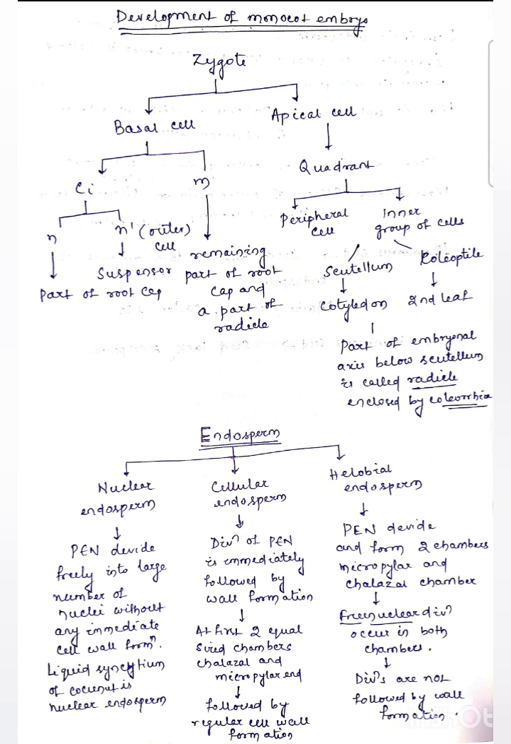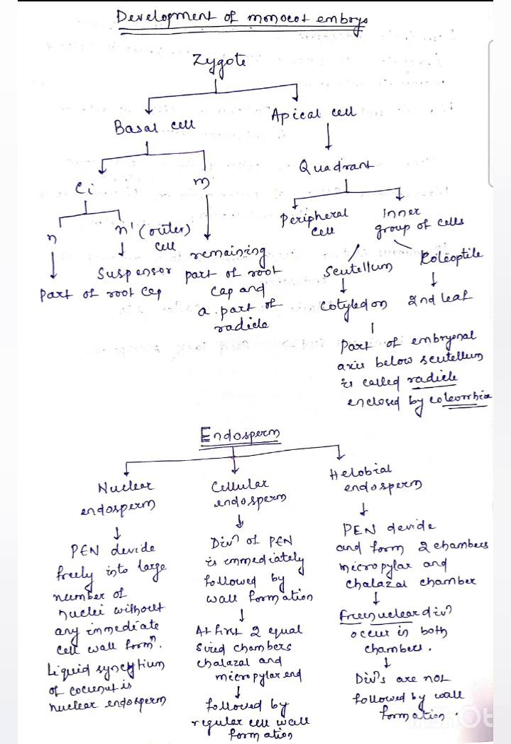It can be of three types: nuclear endosperm, cellular endosperm, and helobial endosperm. Nuclear endosperm is where the primary endosperm nucleus divides freely into a large number of nuclei without any immediate cell formation. The liquid syncytium of coconut, which we drink, is actually the nuclear endosperm. Then cellular endosperm, where division of the primary endosperm nucleus is immediately followed by wall formation. At first, two equal sized chambers, chalazal and micropylar, are formed, which is followed by regular cell formation.